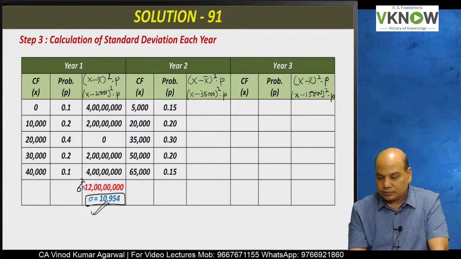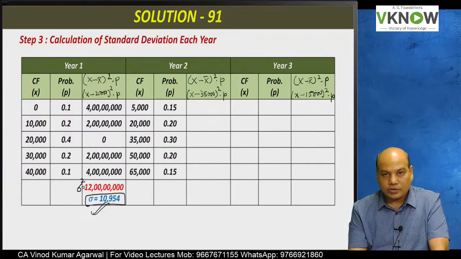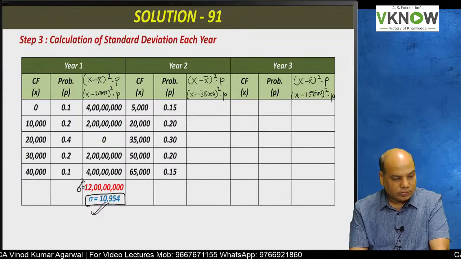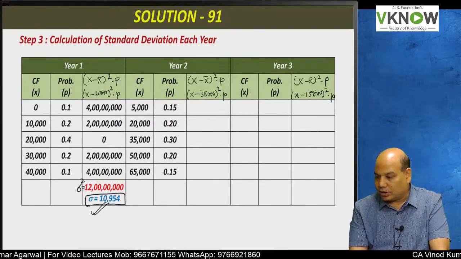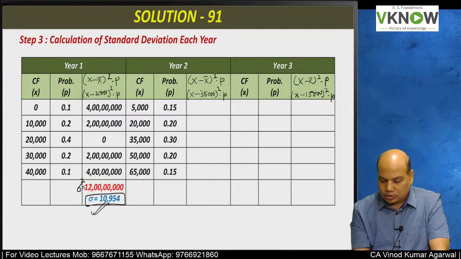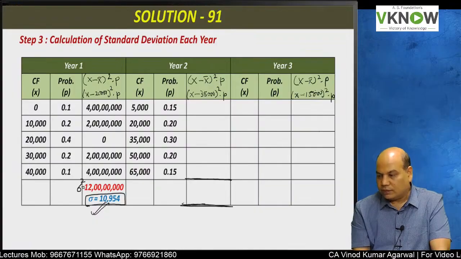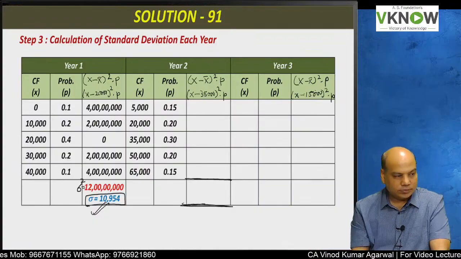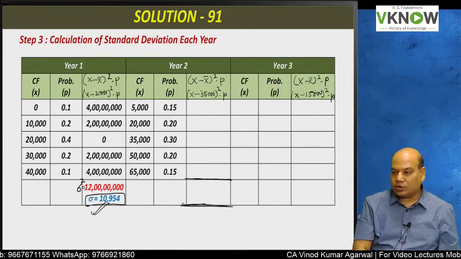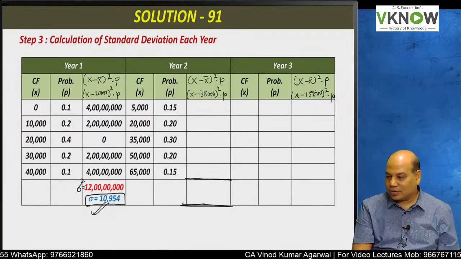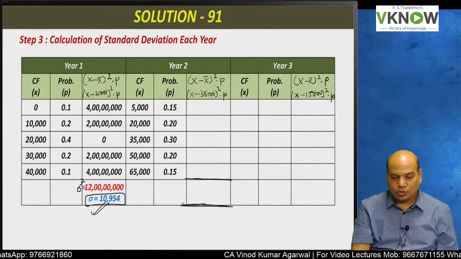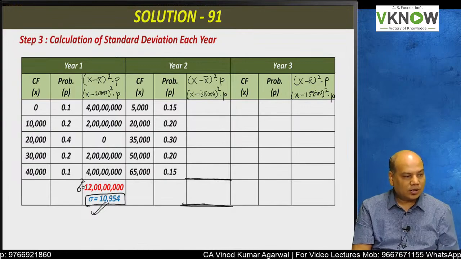Go to the second year. Copy the cash flow of the second year from the book. Copy the probability. Now I have not written the answer for year 2. You will solve it yourself and tell me the total.